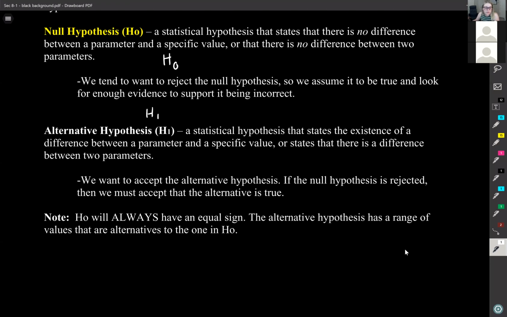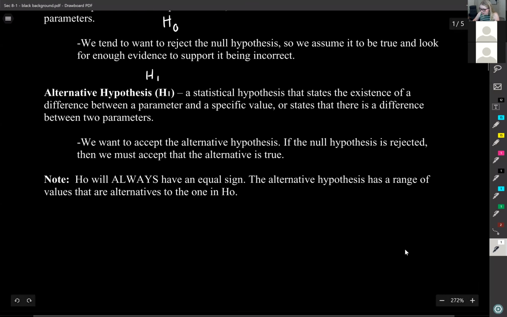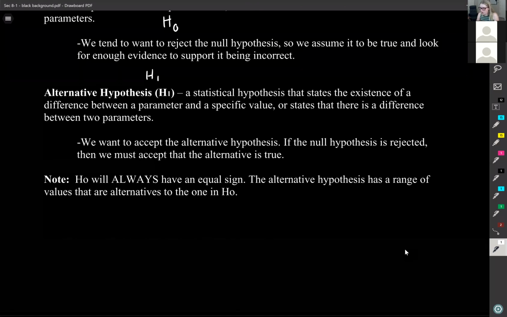So we'll do some examples. Here's a little note here though, before we actually do some examples writing these. So H0 will always have an equal sign. And the alternative hypothesis will have a range of values that are alternatives to the one in the null. So this will make more sense in a second, but just for the sake of going over that.